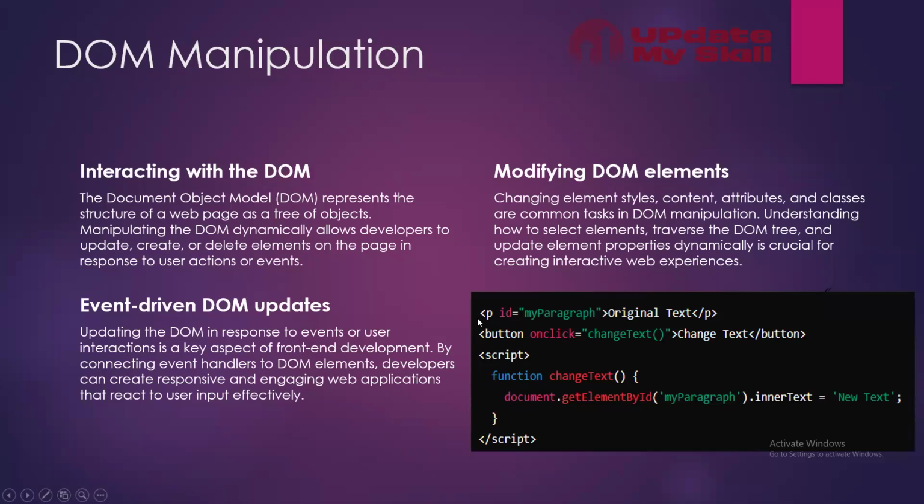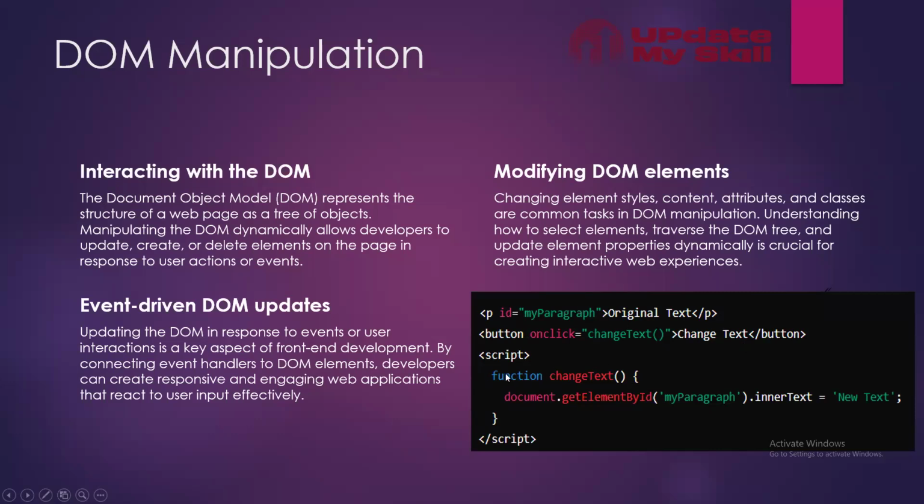So here I have taken a p tag. In the p tag, I will take the attribute ID, and my value is myParagraph. So this is the paragraph title, original text. Next, I have taken the button element. The attribute is onclick. So this is the function changeText. This is the method reference, right? Parenthesis, this is the method. Okay, I'm calling the function here, and the button name is Change Text.